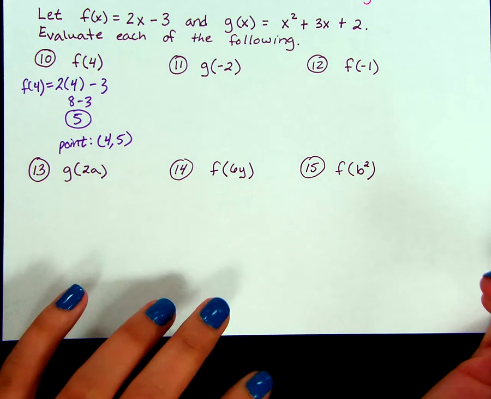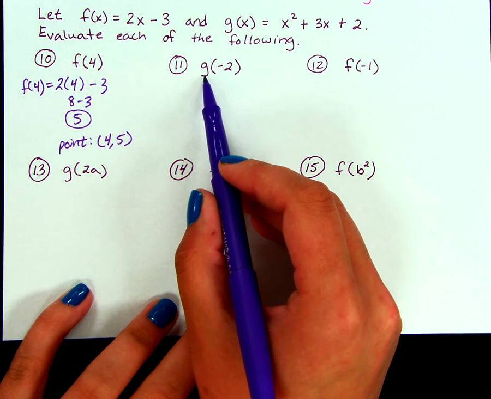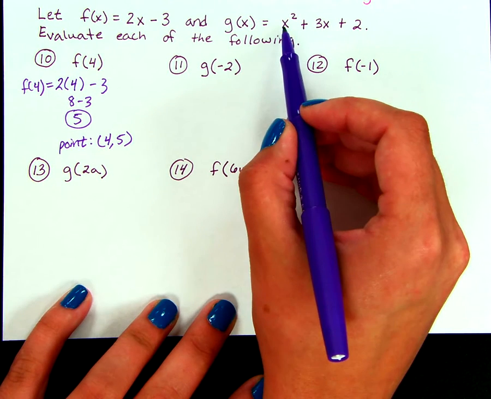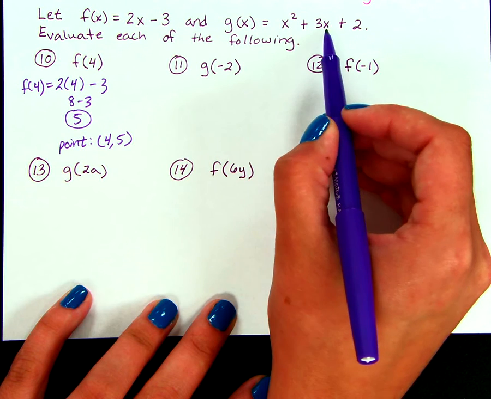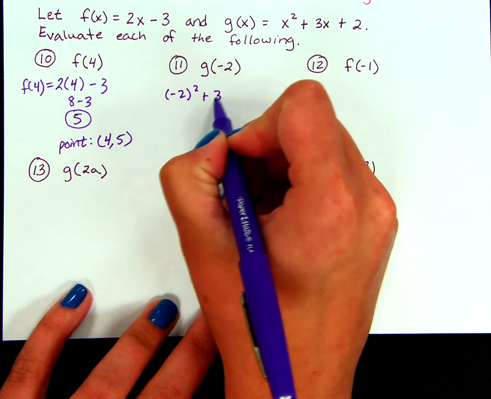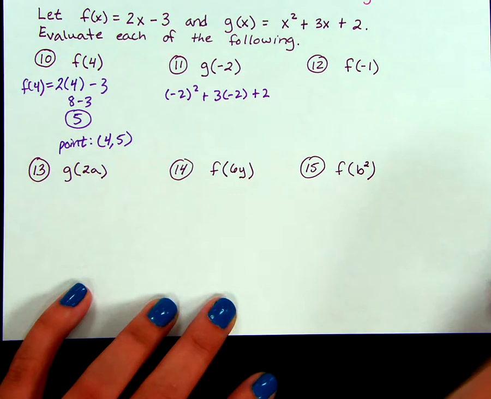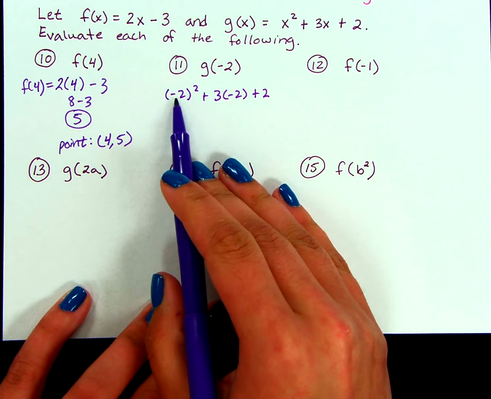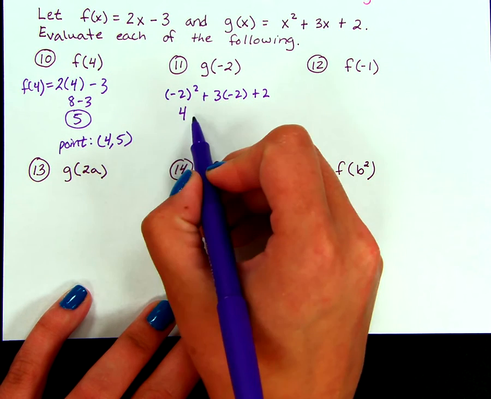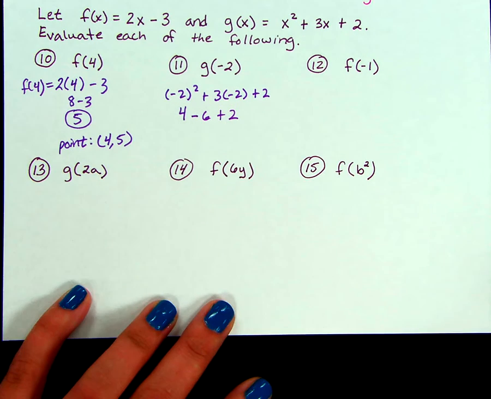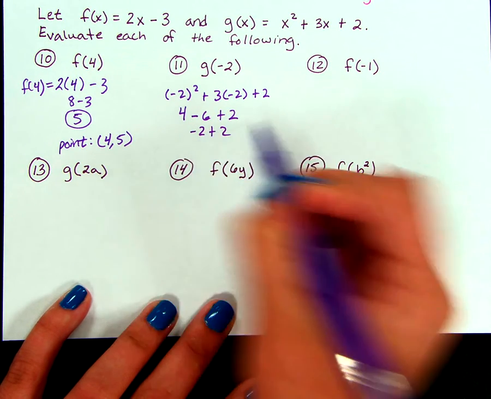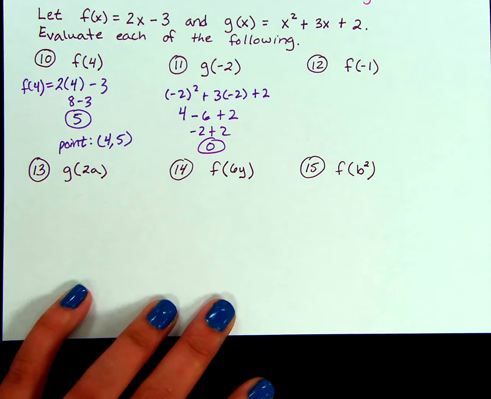All right, let's try another one. This time we're using the g equation, and we're substituting in -2 for all the x's. So we're replacing this x with -2, and this x with -2. So -2 squared plus 3 times -2 plus 2. Here our squared is on the inside, so that negative is on the inside. When we square it, it becomes positive. So this is 4, and then minus 6 plus 2. Again, we just keep combining. So 4 minus 6 is -2. And if we add 2 to that, we end up with 0.